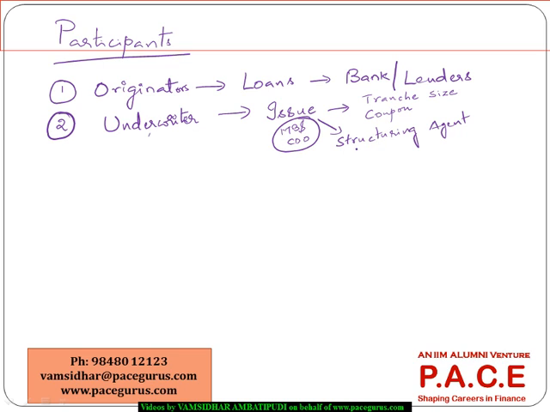So if the issue is not fully subscribed, or if the value of the underlying loans which are acting as collateral falls, meaning if a larger proportion of people start defaulting, the risk is fully borne by the underwriter. So the underwriter has a major role in this structuring process.